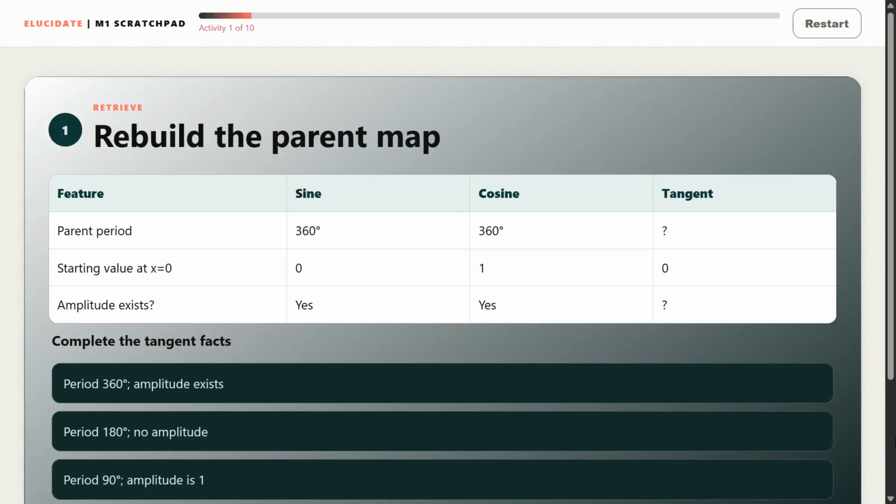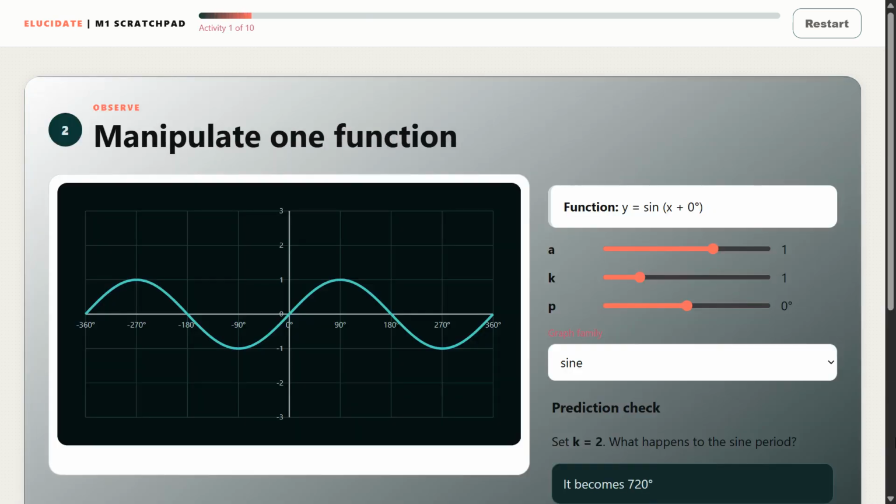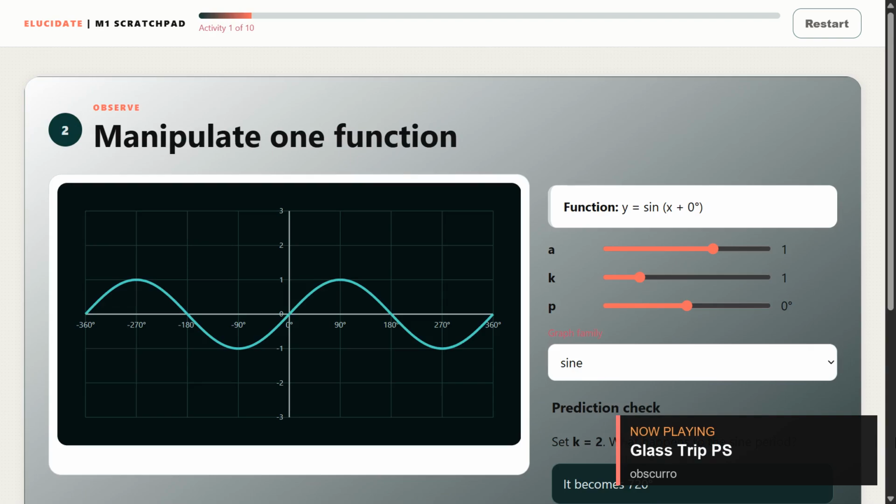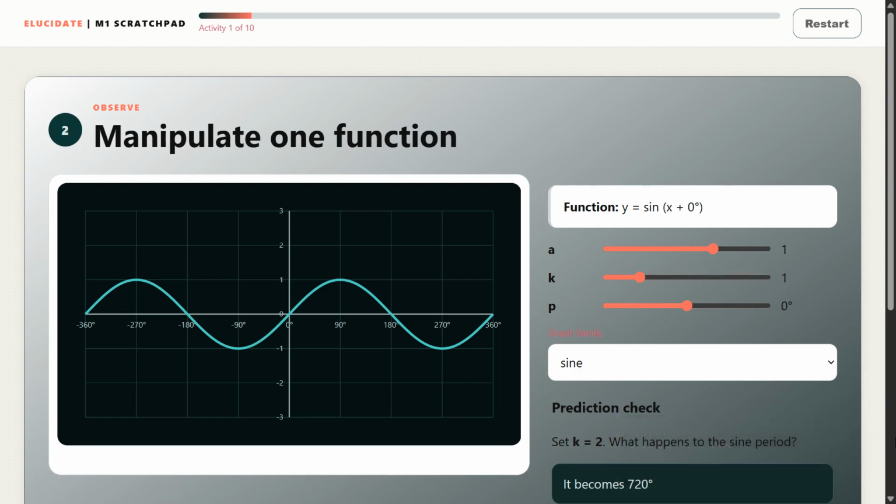In the scratch pad, in the lab, k is set to 2 on y equals sin x. The question asks, set k equals 2 on y equals sin x. What happens to the sine period? The answer is, period halves to 180 degrees.